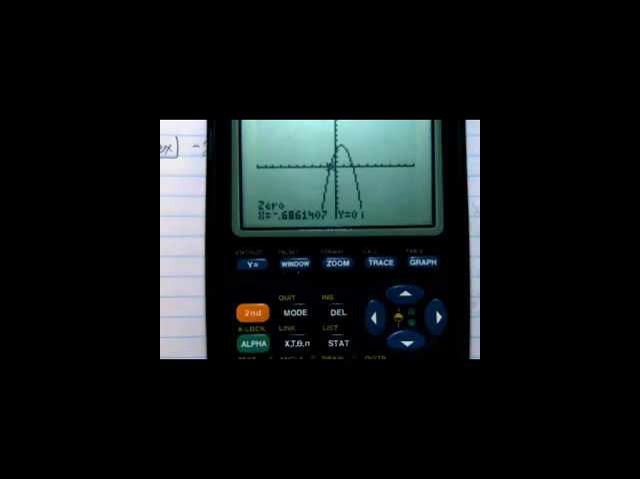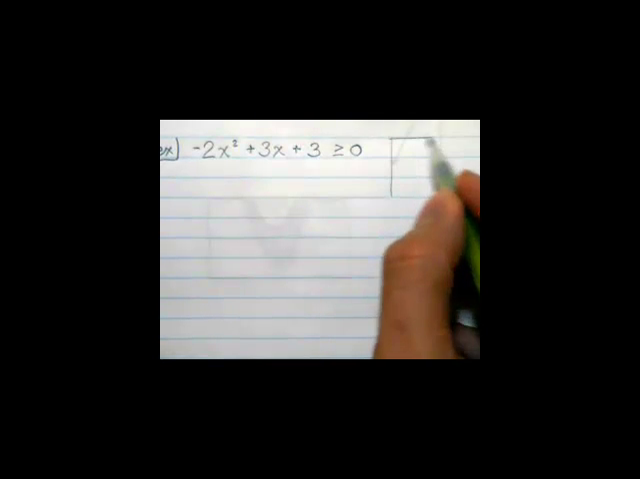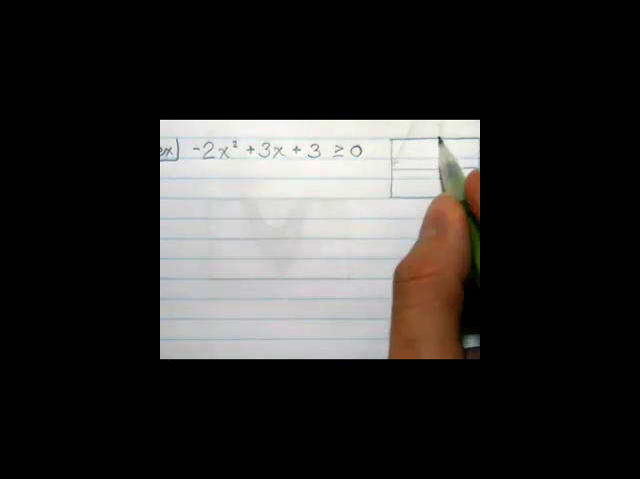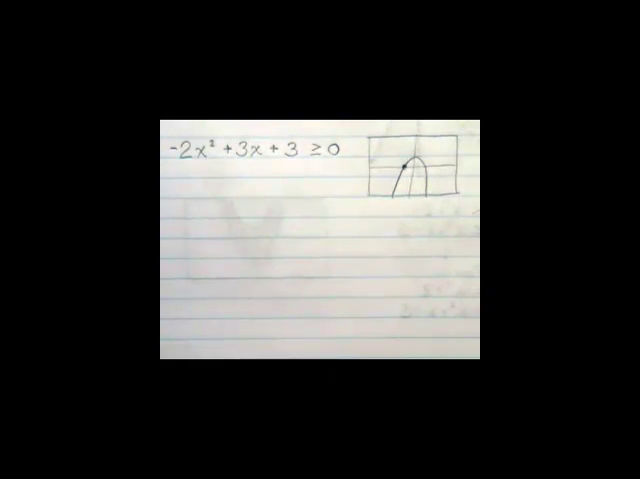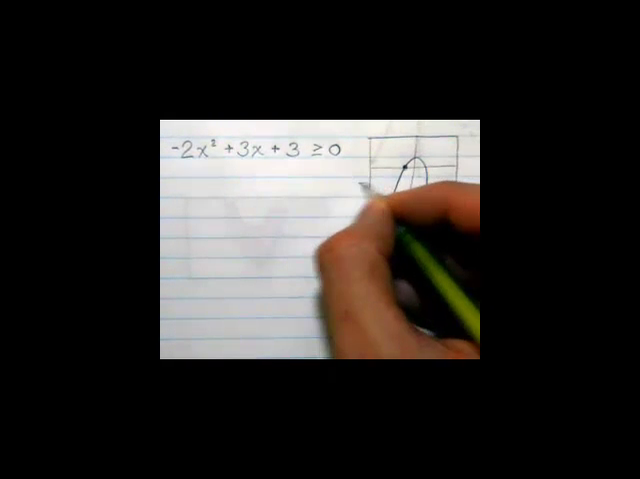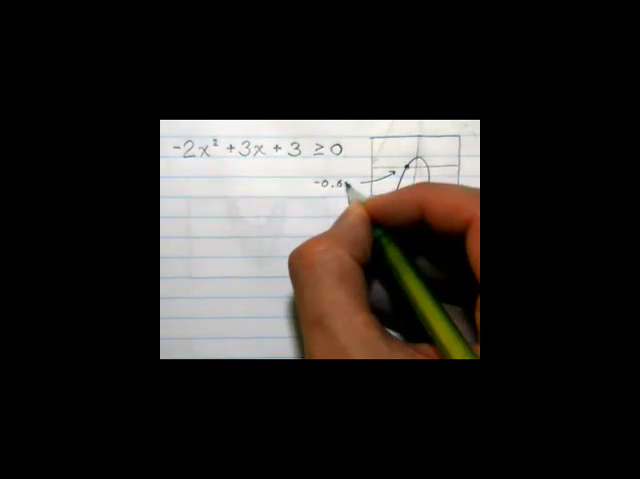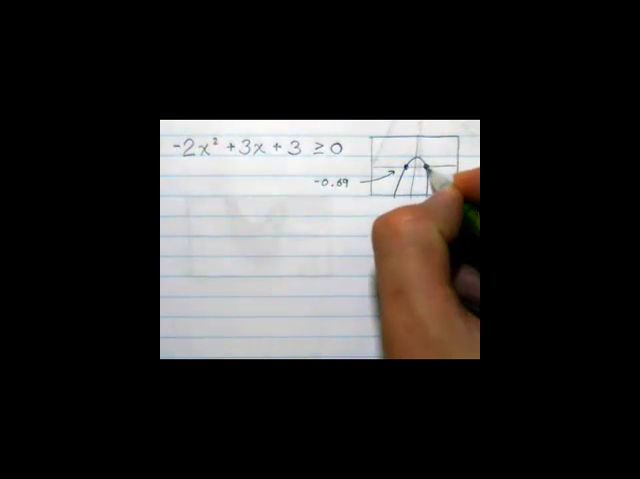That's part of the graph, actually. So what we have here, if we're going to draw a sketch of this thing real quick, we've got a parabola opening down like this. This particular 0 right here we just found, that was negative 0.69. I'll just round that off. Now we have to go and find this one.